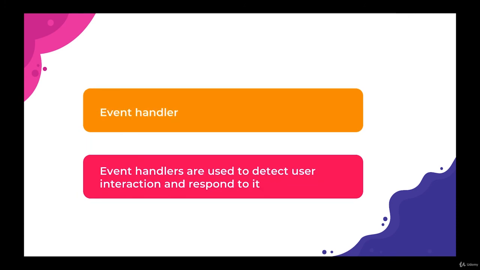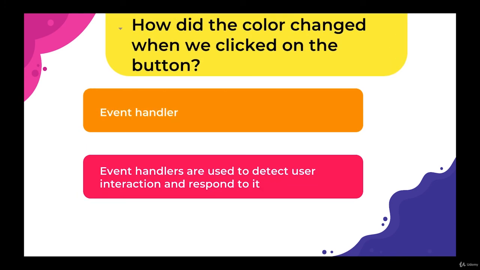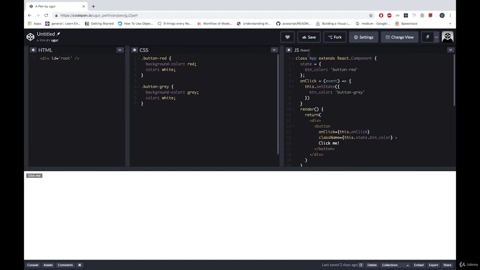Do you remember? Oh, right. So how did the color change when we clicked on the button? Well, remember, the running theme here is that we want to make use of React to handle user interaction. As we just spoke about with components, we said that a component is used to present some content on the screen, right?